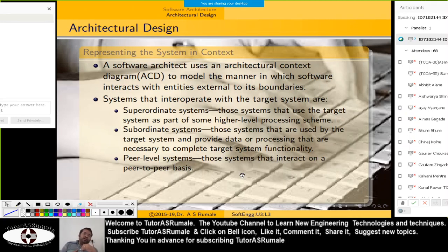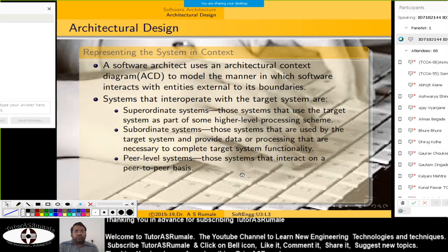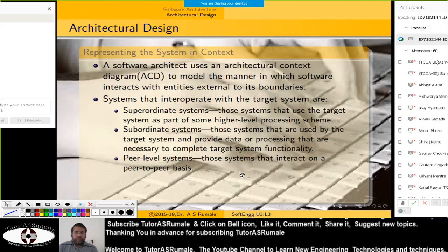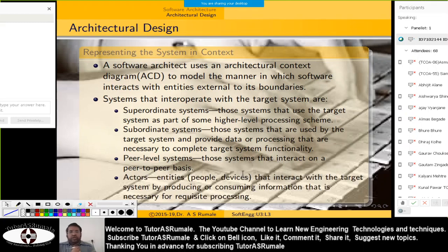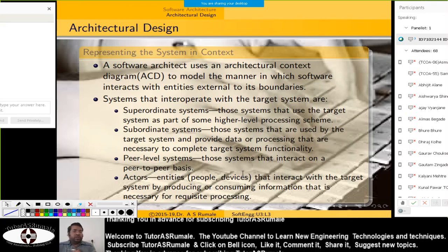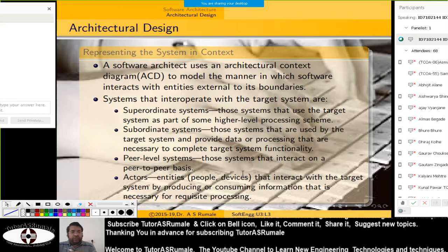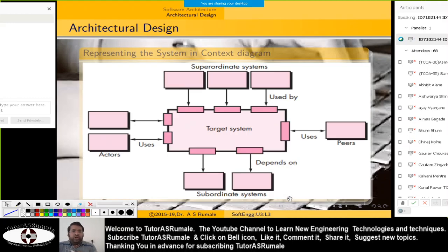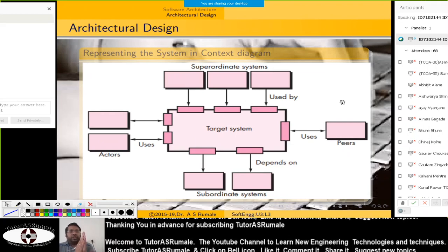For example, right now we are trying to learn through this WebEx interface. I am giving the input, you are trying to grasp that input as your output, and this is what we can call the peer level system. Then we can have the actors, that is the entities, the people and devices, which interact with the target system. So with this system incorporation, you have the complete representation of the system context diagram.